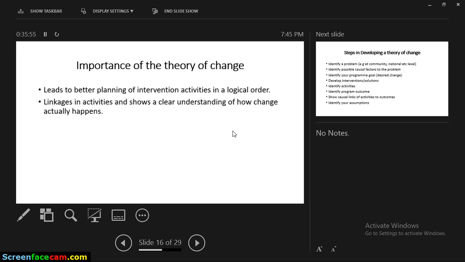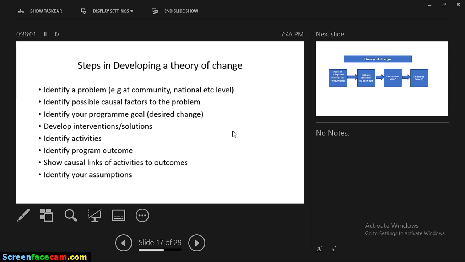Importance of the theory of change leads to better planning, interventions and activities. Steps in developing the theory of change: these are the steps that are supposed to be followed if we are to develop it. Identify a problem, and that's the first step, right? Even in a project, the reason why that project should exist is that there must be a problem somewhere, right? We must identify a need.